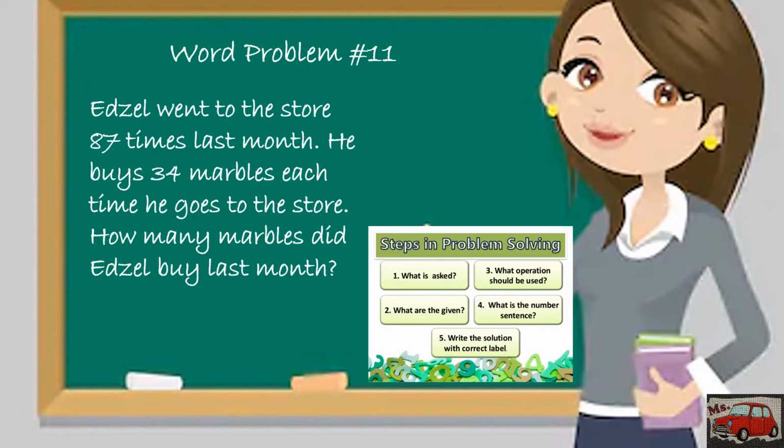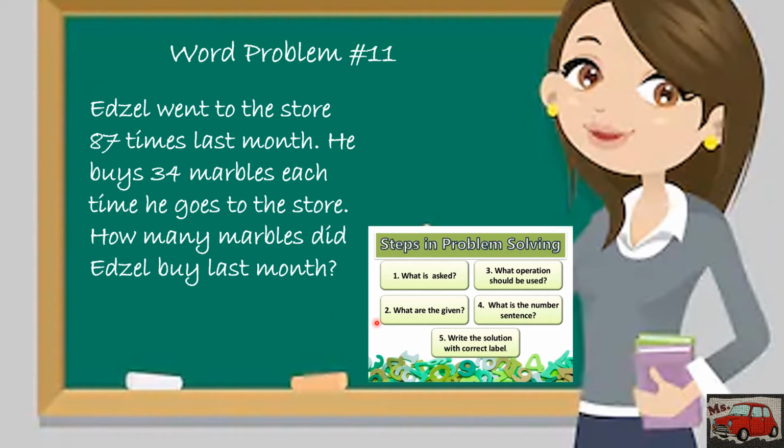Word problem number 11. Edzo went to the store 87 times last month. He buys 34 marbles each time he goes to the store. How many marbles did Edzo buy last month? So let's use these steps to answer the problem. First, what is asked? So the question is, how many marbles did Edzo buy last month? Or ilan lahat yung nabili ni Edzo last month na marbles?